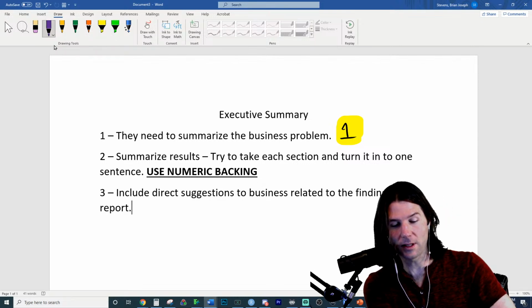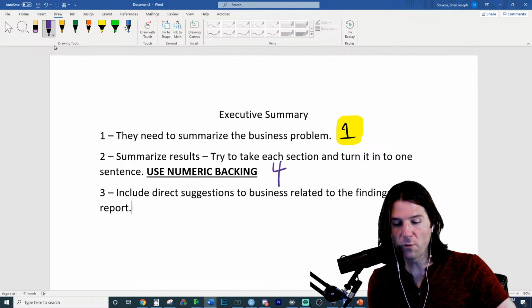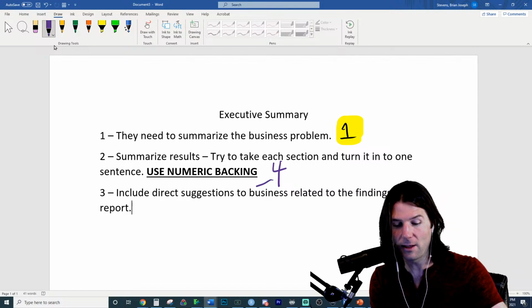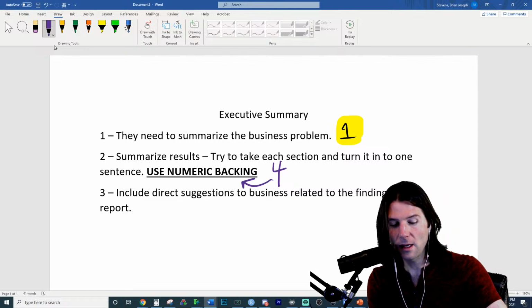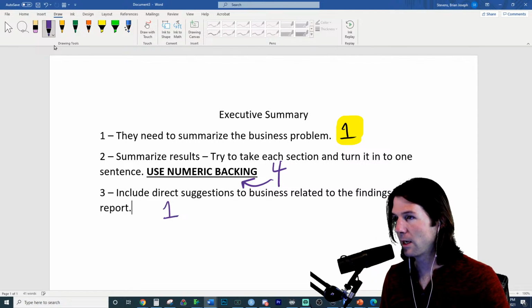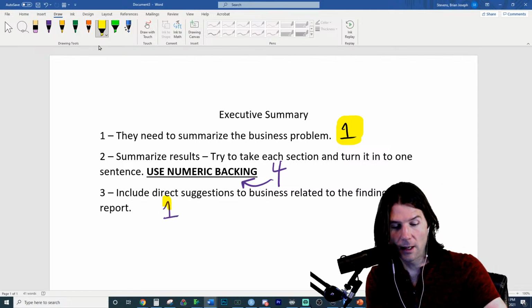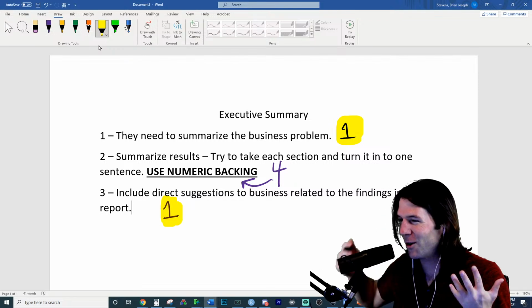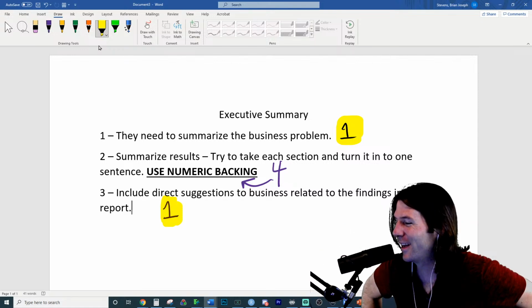I think, and these are the minimum, I'd go 4 here to try to have 4 strong key summaries and use numeric backing. I can't state that enough. And then you need at least 1 strong sentence right here. Here's a bad sentence to give. I think we should raise bike demand. How? How are we going to do that?